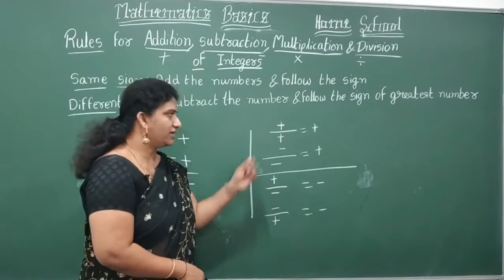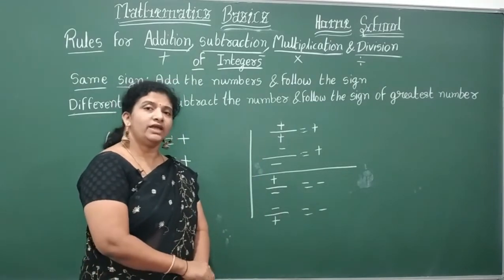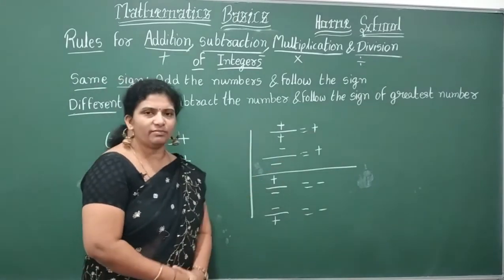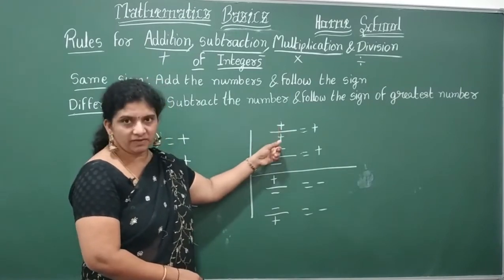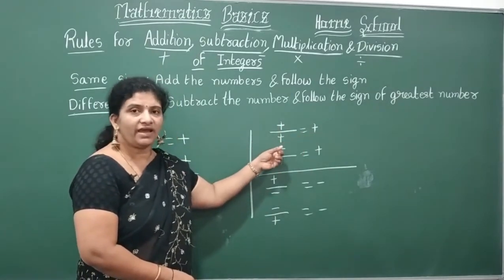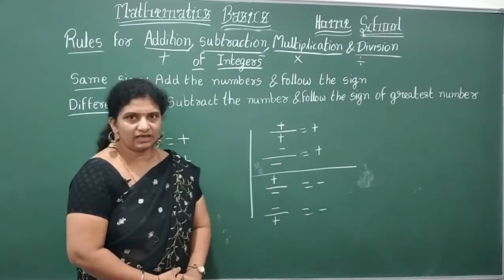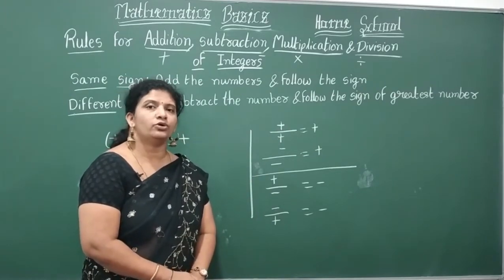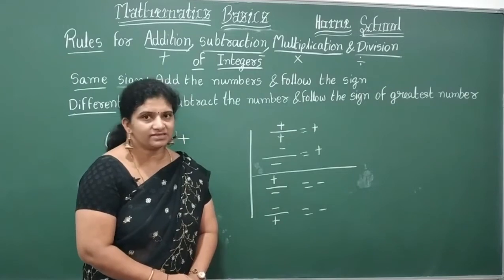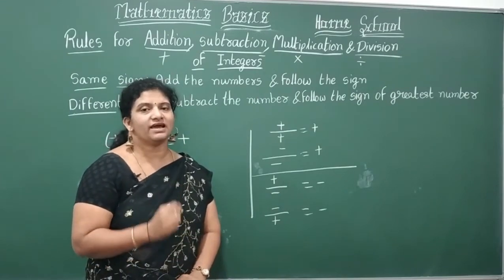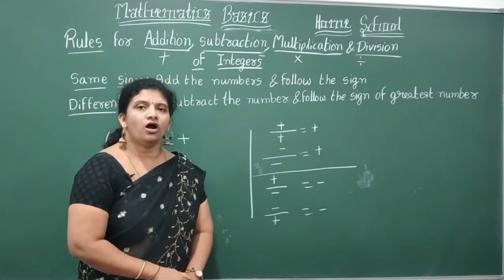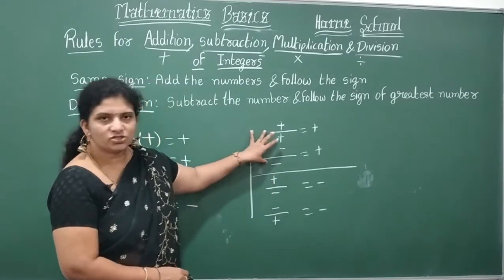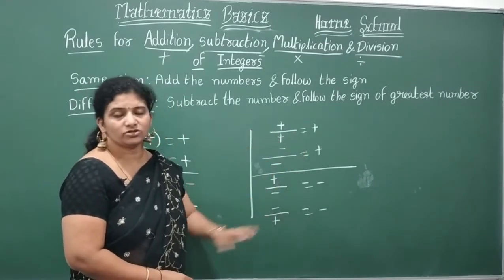Now let's see here, children, division rules. When we divide any two numbers with the same sign, your result will be positive. Either it may be plus by plus, you will get plus, or if it is minus by minus, you are going to get a plus sign. So if same signs are divided, you are going to get a positive answer. Suppose any one sign is different when you are dividing, you always get a negative answer. That only you need to remember here, children. These two belong to positive answers, these two types belong to negative.